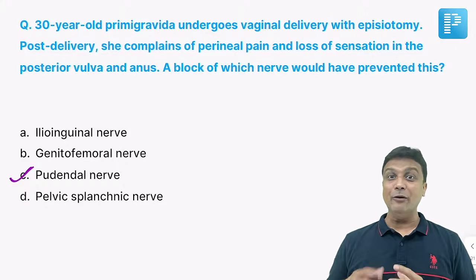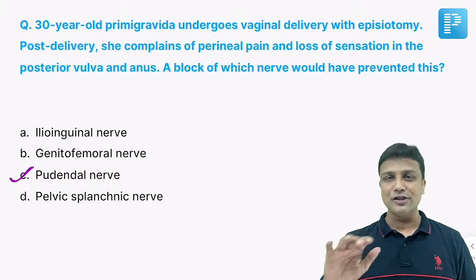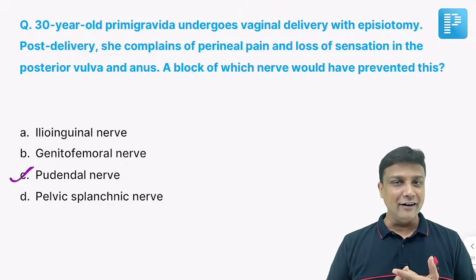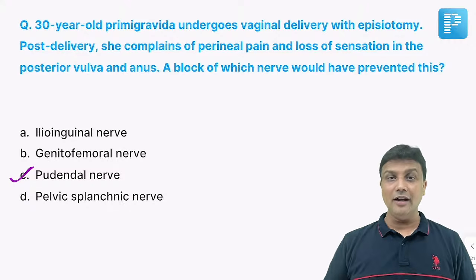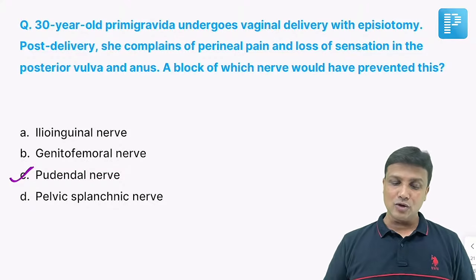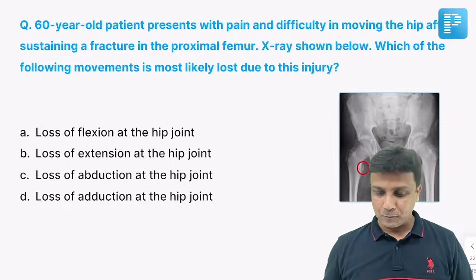And I hope you remember that very famous mnemonic where near the ischial spine three structures are going to take a turn. One is your pudendal nerve. Another one is internal pudendal artery and vein, and apart from that there will be nerve to obturator internus. Nerve to obturator internus. Fine.